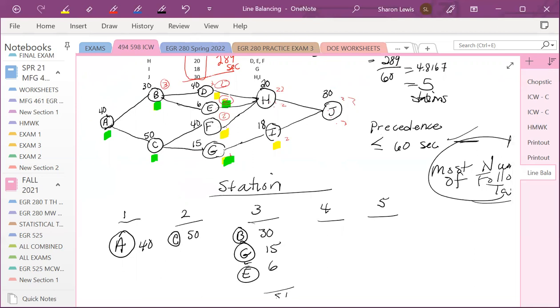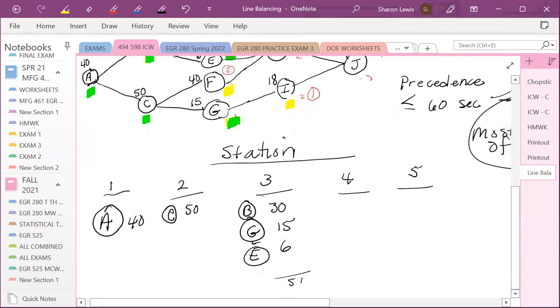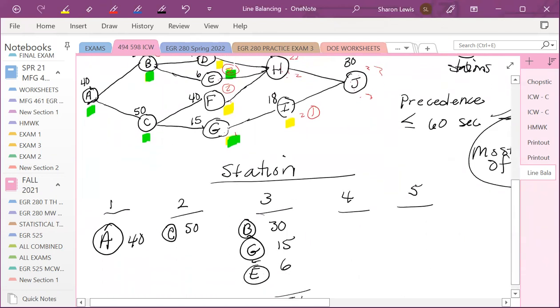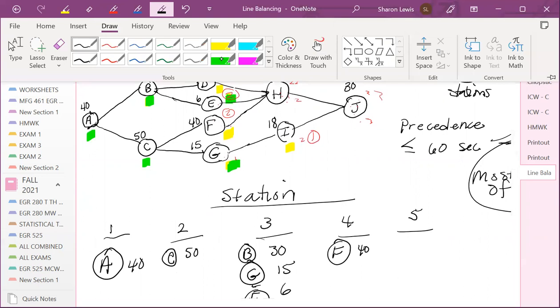And let's look at most number of followers. So D still has 2, 1, 2. F has 1, 2. And I has only 1. So definitely I is the low one, but it's a tie between D and F. So let's go ahead and put F in. They're tied. So we'll put F in, and it was a 40. So now let's mark F as in.